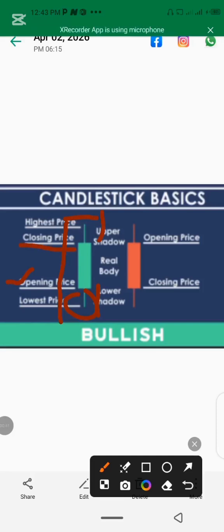Okay, so what you are seeing at the upside is called the wick. The downside is called the wick. Okay, now this green portion that is in between both wicks is called the body. Okay, that's the real body.